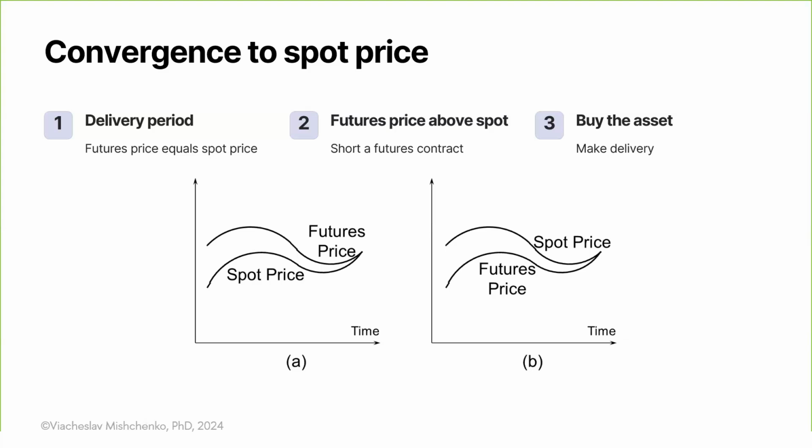And the reverse happens if the futures price is below the spot price, where traders buy futures and sell the asset. Again, by means of that, they may make a risk-free profit. So this convergence is usually crucial for the effectiveness of futures as a hedging tool. Without that, hedgers couldn't rely on futures prices to accurately reflect, for example, expected spot prices at maturity.